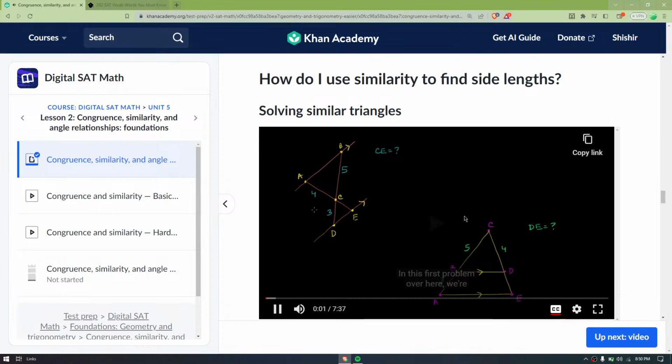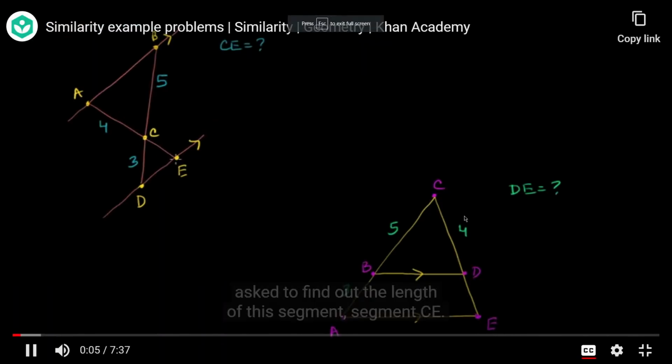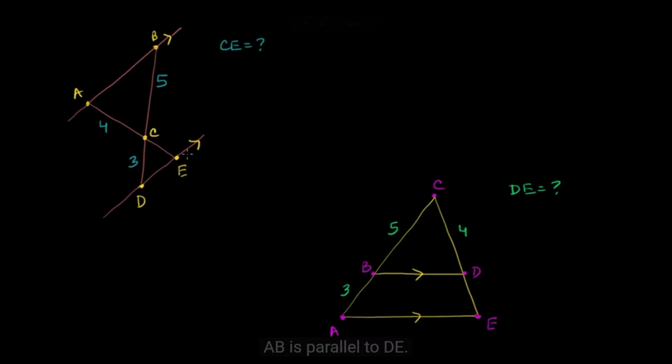In this first problem over here, we're asked to find the length of this segment CE, and we have these two parallel lines, AB is parallel to DE, and then we have these two essentially transversals that form these two triangles. So let's see what we can do here.